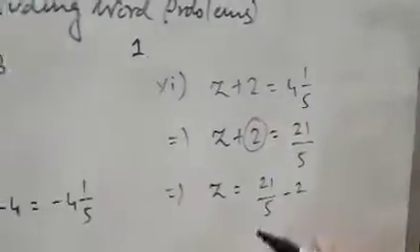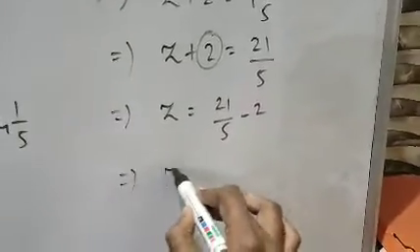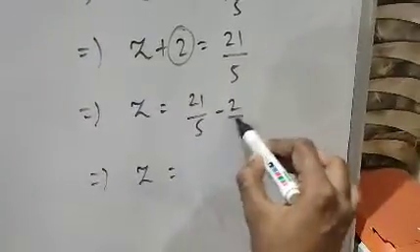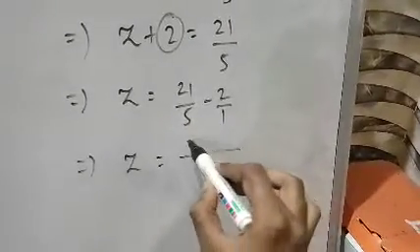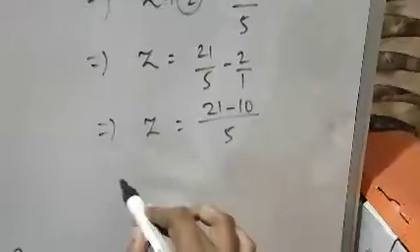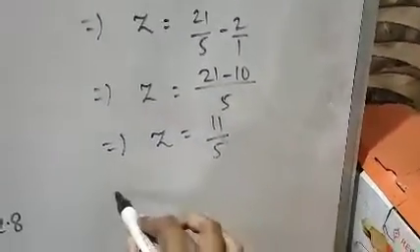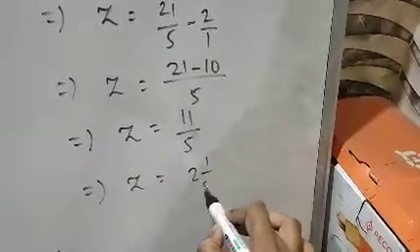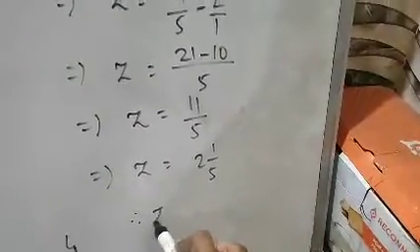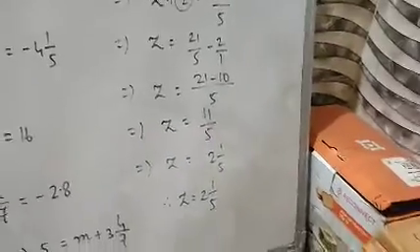So when you transfer, the sign will automatically get reversed. So minus 2. Now we will find the LCM. Consider 2 as 2 by 1. Now find out the LCM. That is 11 by 5. Now converting into a mixed fraction, 2 and 1 by 5. So the value is 2 and 1 by 5. That is your answer.